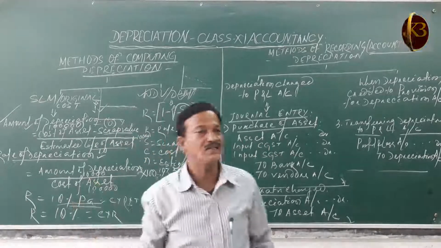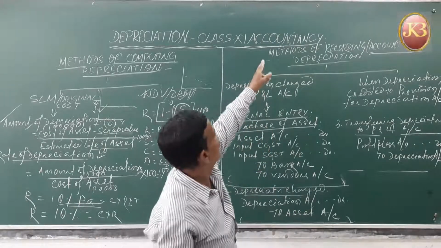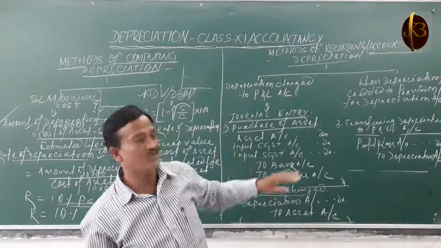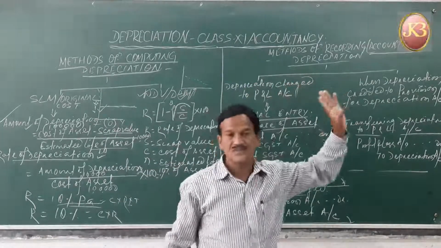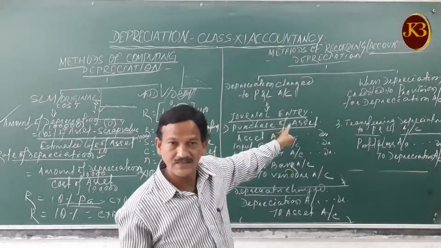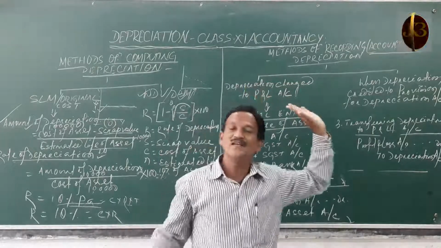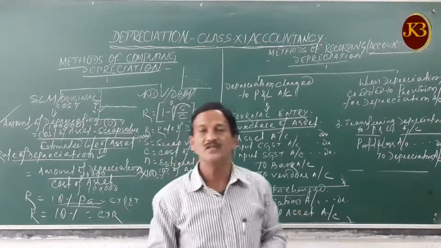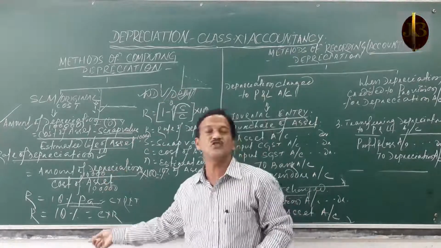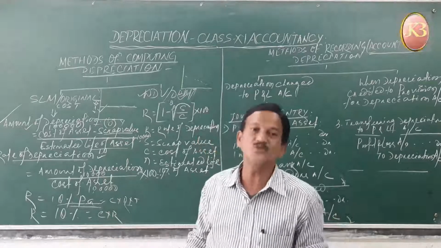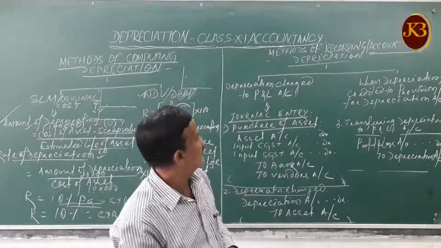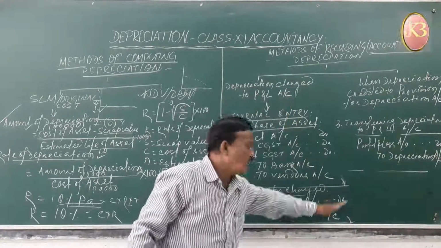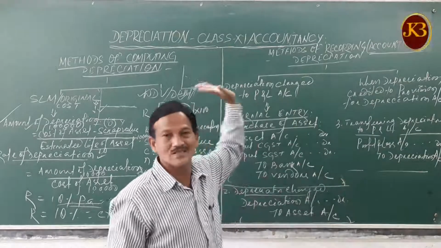I think you are clear. Next comes the methods of recording depreciation in the books of account. That means the accounting treatment. So till now we understood the concept of depreciation, nature of depreciation, methods of calculating depreciation, factors determining the amount of depreciation, then causes of depreciation. But the accounting treatment of depreciation is this.